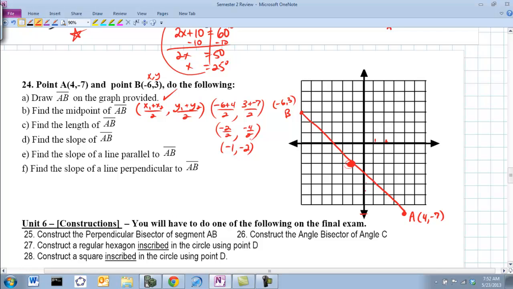So the reason to do this is to verify what our eyes told us. Our eyes said, I think it's there. Our brain said, I think it's there. We have to actually figure it out.